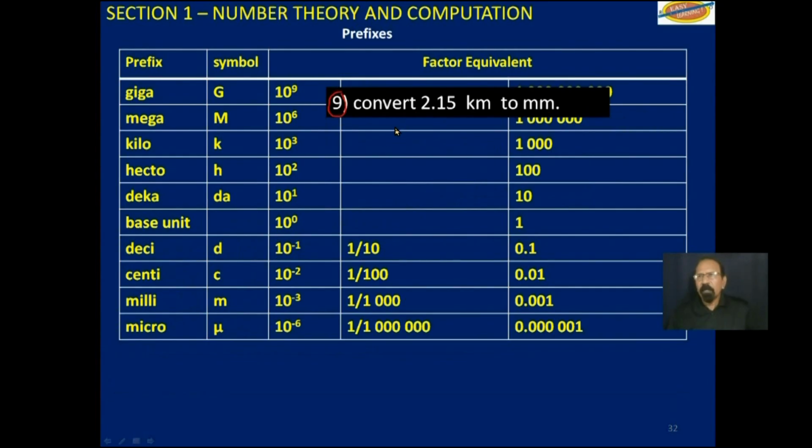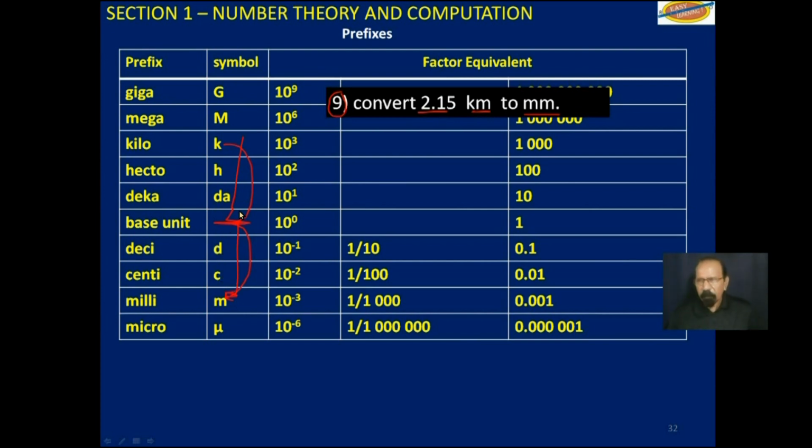Example 9, convert 2.5 kilometers to millimeters. Now, some of you may convert kilometers to meters and then convert meters to millimeters by multiplying by 1,000 here, from here to there, and then multiply by another 1,000 from here to there.